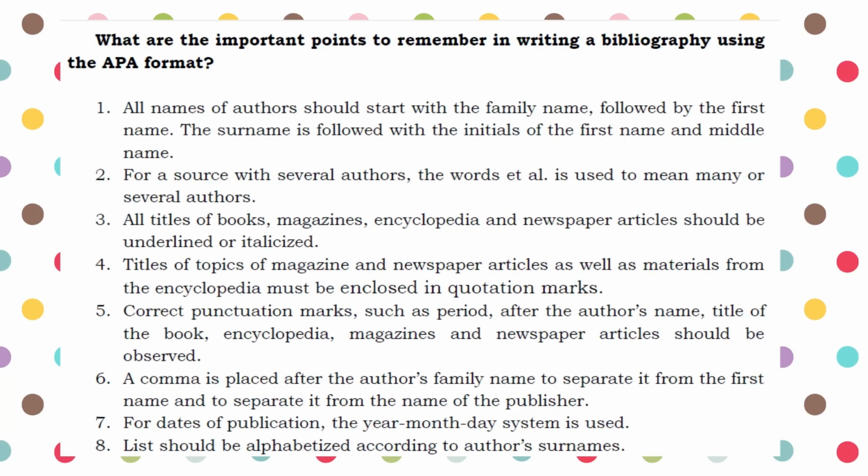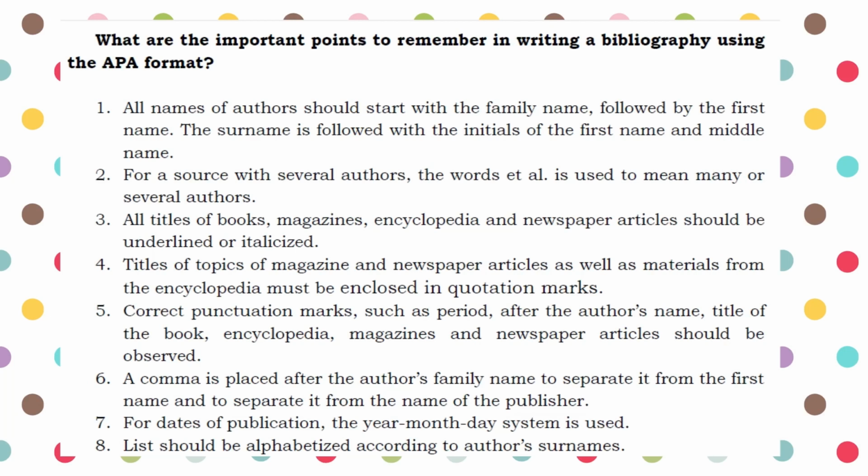Number 3. All titles of books, magazines, encyclopedia, and newspaper articles should be underlined or italicized. Number 4. Titles of topics of magazine and newspaper articles, as well as materials from the encyclopedia, must be enclosed in quotation marks. Number 5. Correct punctuation marks, such as period, after the author's name, title of the book, encyclopedia, magazines, and newspaper articles should be observed. Number 6. Comma is placed after the author's family name to separate it from the first name, to separate it from the name of the publisher.